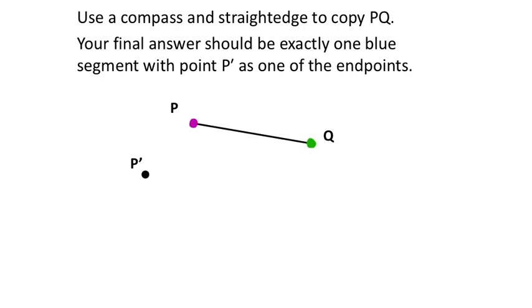All right, we're going to use a compass and straight edge to copy this line segment PQ. Now it's called a segment because it doesn't have arrows on either side, meaning it just has two endpoints. It's just a small segment of a line. But what I'm going to do is take this segment and copy it with point P prime right here. Now it's called P prime because we're going to move this, right? Now it doesn't have to be in the same angle either.